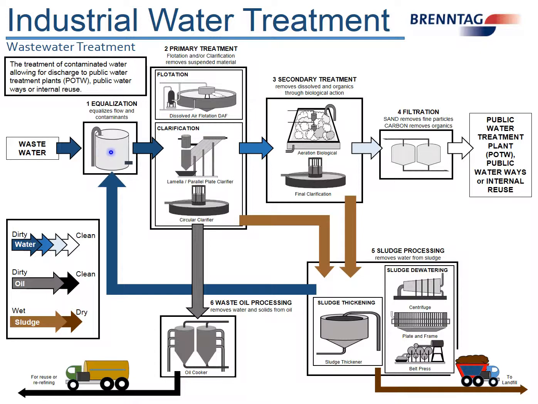From there, the water will pass into what's called a primary treatment area. That can consist of an air flotation system, where the solids are floated to the top of a unit and then removed, or a clarification system where solids are brought to the bottom where they're disposed of. In this case, we're showing a lamella or parallel plate separator, and a circular clarifier. Both of these are designed to remove solids from the bottom.